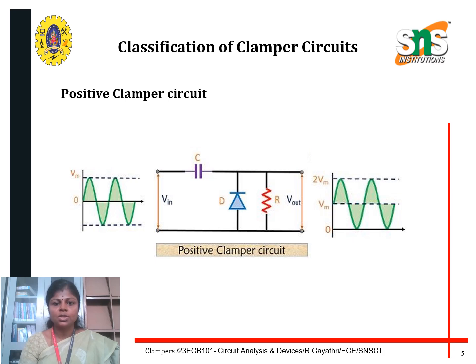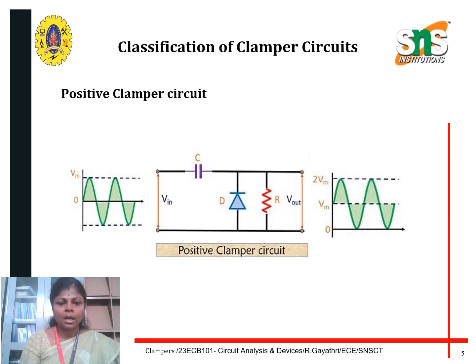Then the classification of clamper circuits: mainly it is classified into two basic types, the positive clamper circuit and the negative clamper circuit, and in between, the biased clamper and unbiased clamper will be discussed. First, in the positive clamper circuit, the capacitor, diode and resistor components are connected. The AC signal is given as input, and for a positive clamper circuit there will be a shift in the DC level of the AC signal to the positive level.